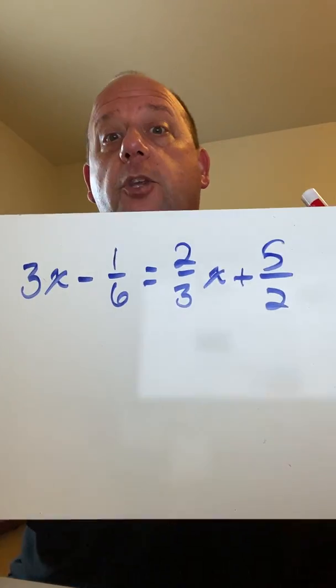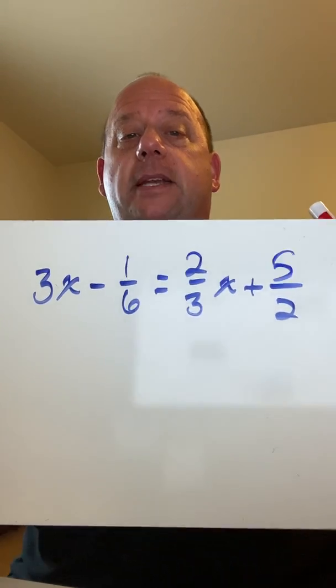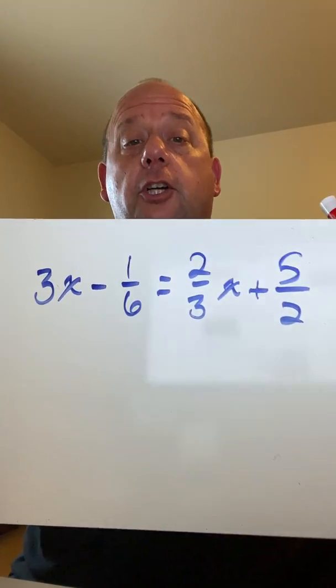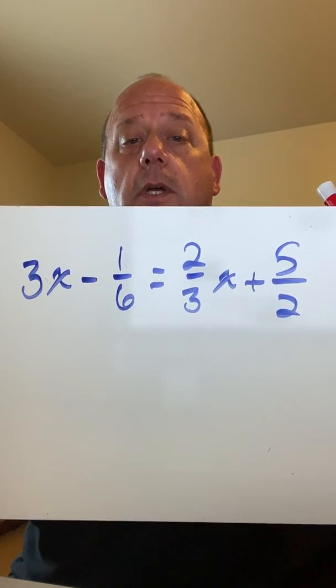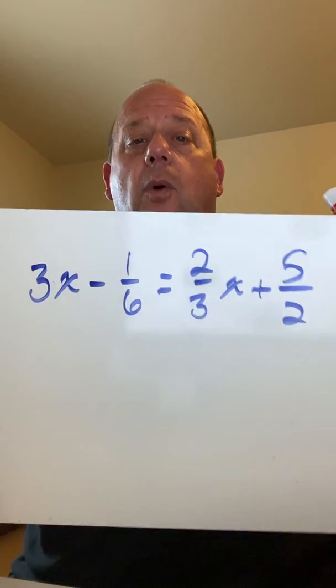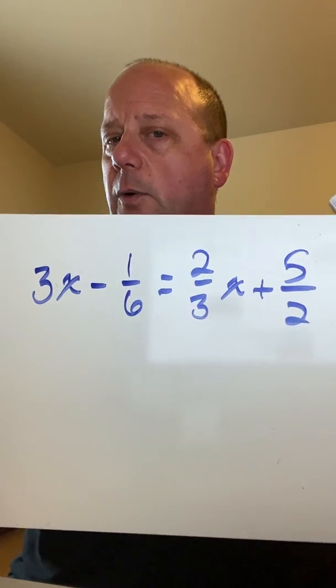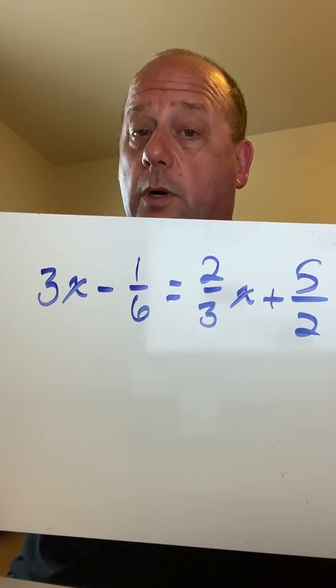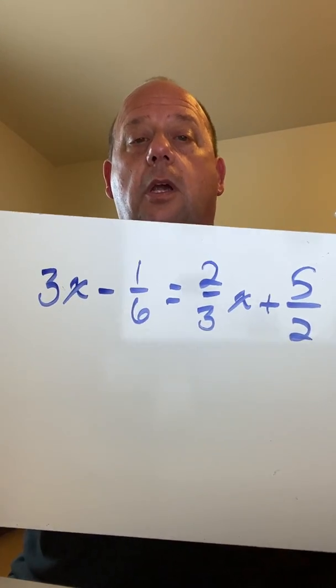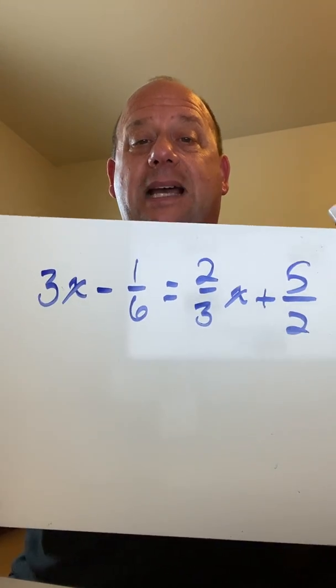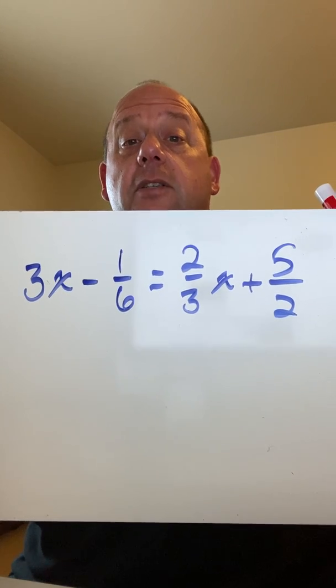You're right. You multiply everything by the common denominator of the fractions. Look at all the denominators. You've got a 2, a 3, and a 6. What is the common denominator? Any common denominator would work, but the lowest common denominator is going to create the least work. What is the lowest common denominator for those three fractions?